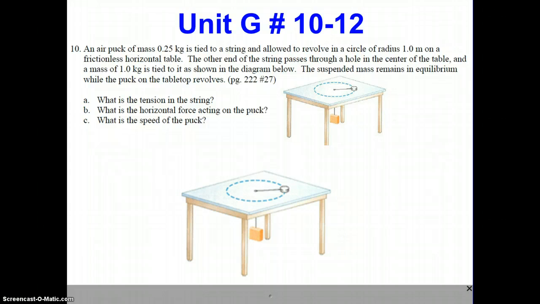Number 10, an air puck of mass 0.25 kilograms is tied to a string and allowed to revolve in a circle of radius 1.0 meters on a frictionless horizontal table. The other end of the string passes through the hole in the center of the table, and a mass of 1 kilogram is tied to it as shown in the diagram below. The suspended mass remains in equilibrium while the puck on the tabletop revolves.